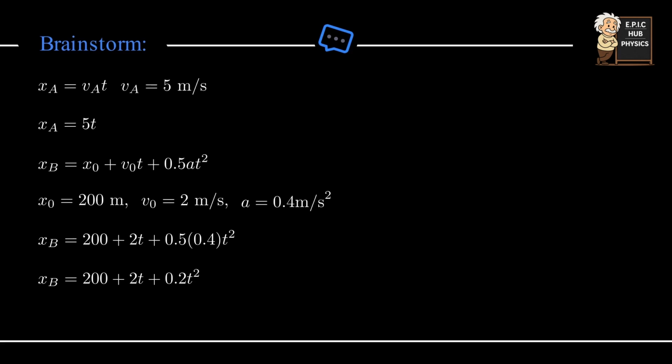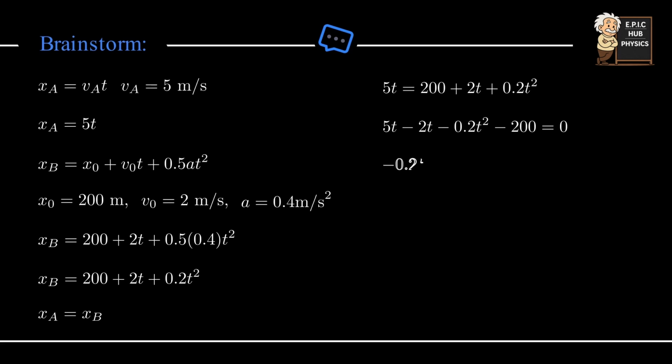Now we apply the catch-up condition. Vehicle B catches Vehicle A when their displacements are equal. So we set 5t equals 200 plus 2t plus 0.2t squared. Next, we rearrange the equation: 5t minus 2t minus 0.2t squared minus 200 equals 0. This simplifies to negative 0.2t squared plus 3t minus 200 equals 0.